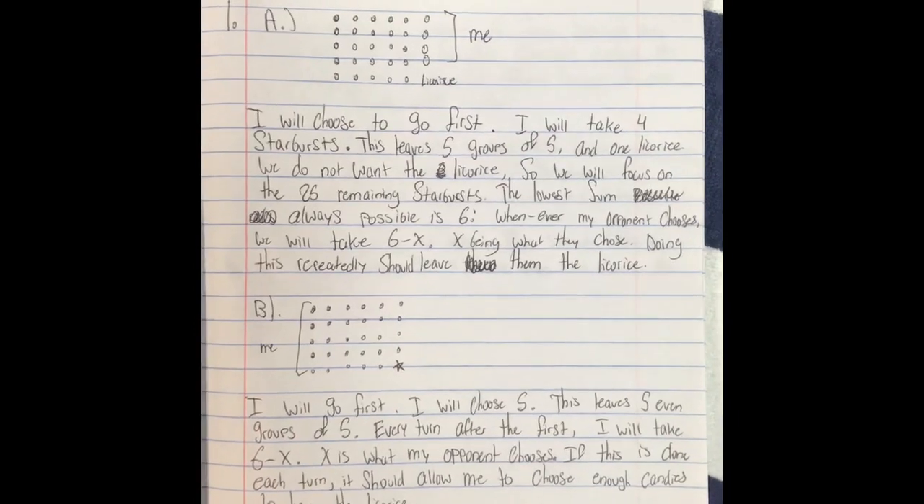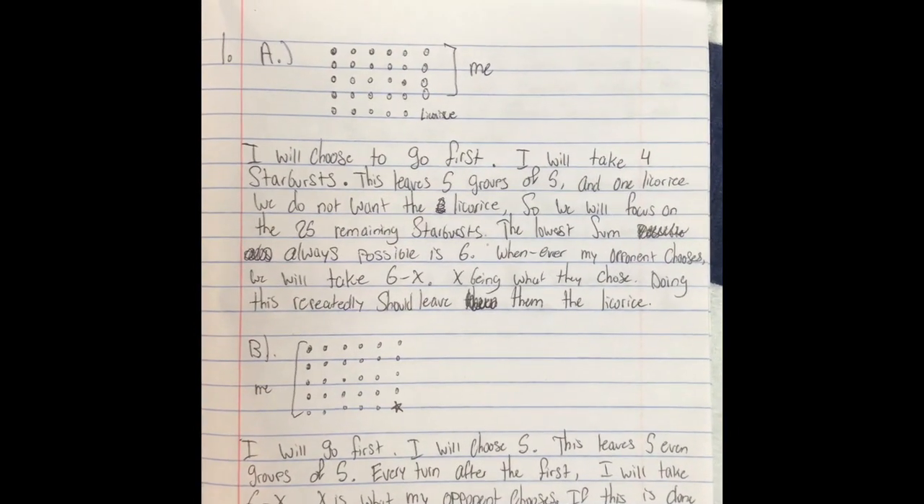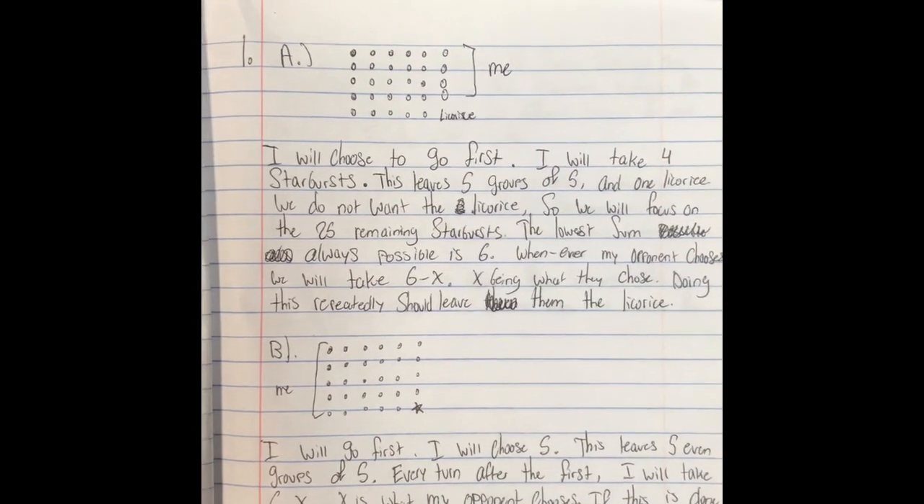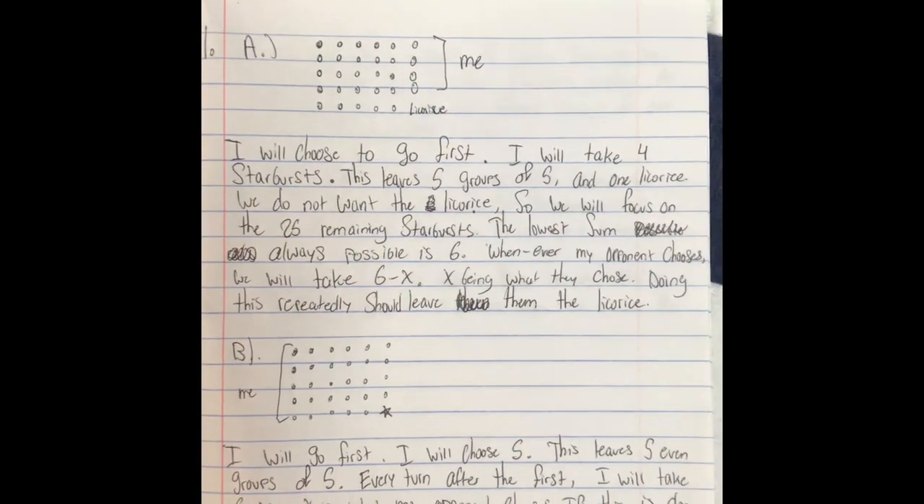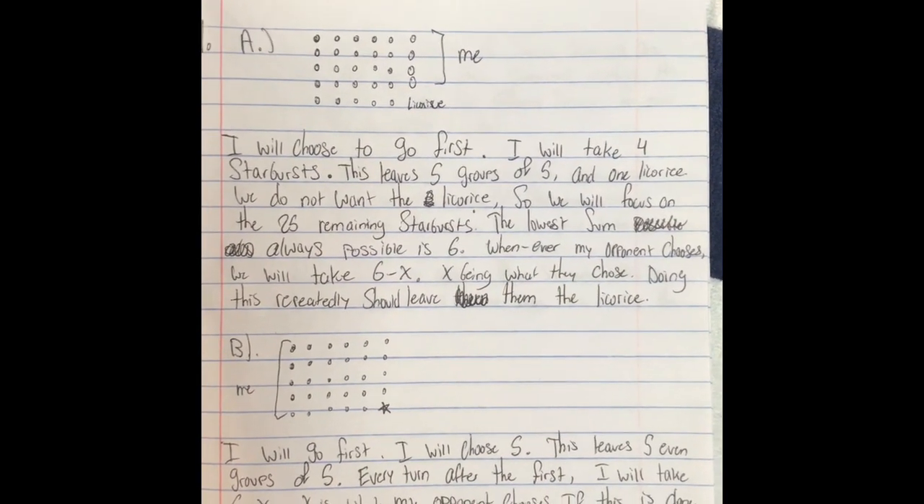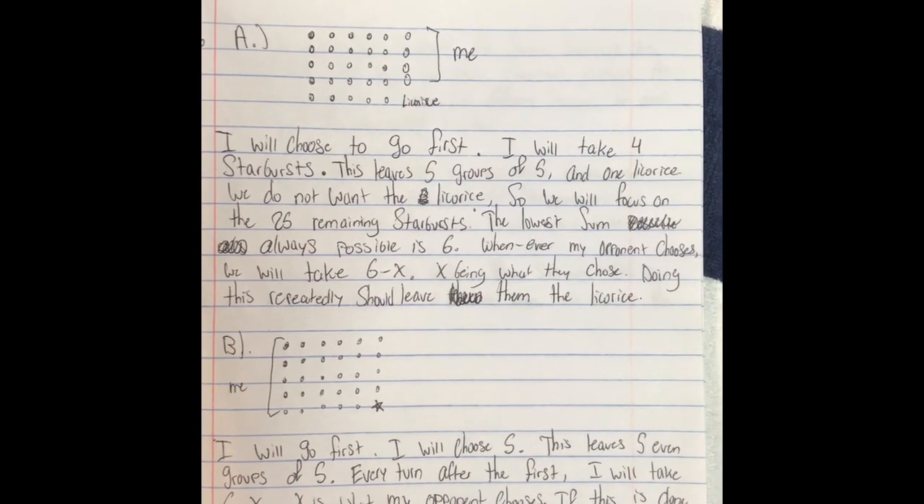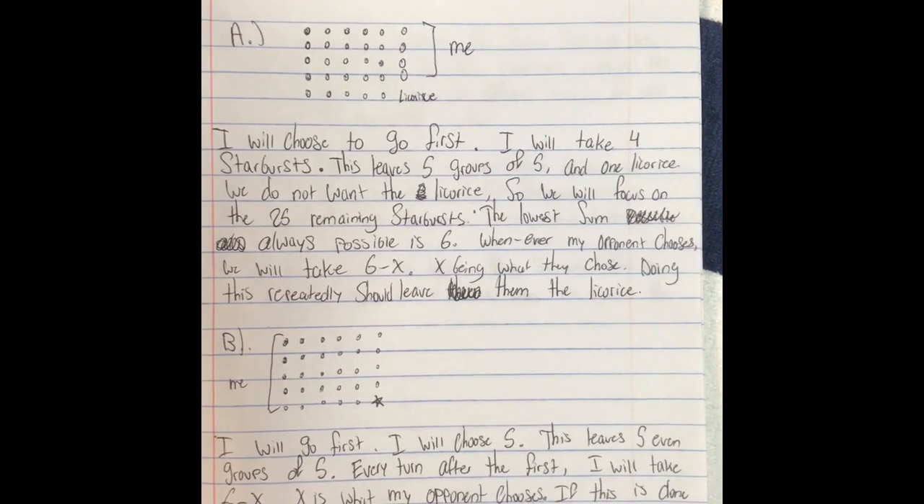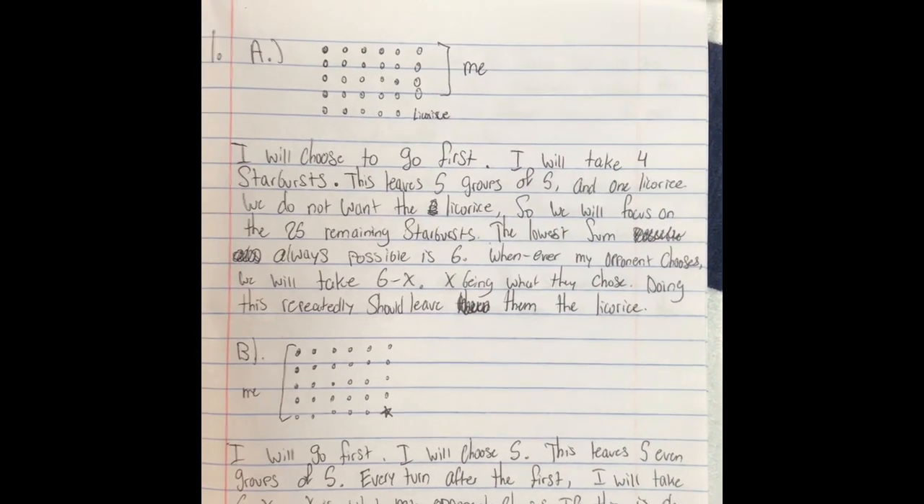So for number 1, part A, you're trying to leave your opponent with the licorice because you do not like licorice. I have my drawing up at the top of the paper. I said, I will choose to go first. I will take 4 starbursts. This leaves 5 groups of 5 and 1 licorice. We're leaving the licorice separate because we do not want it.